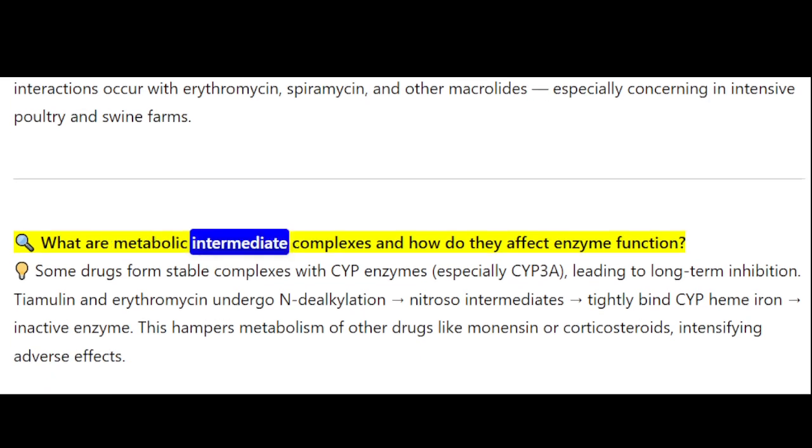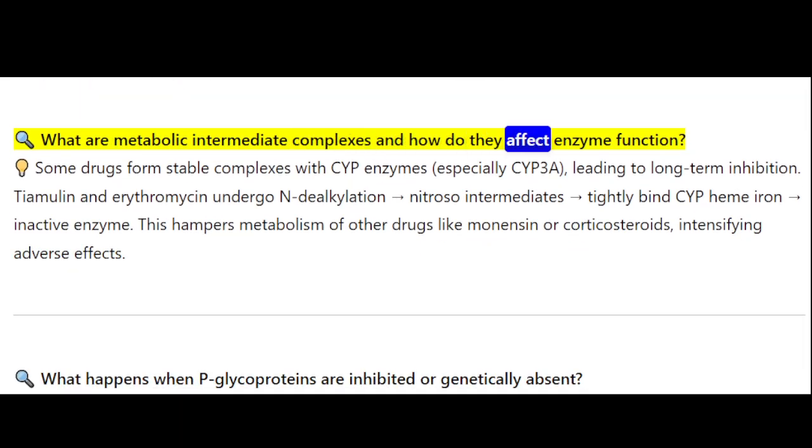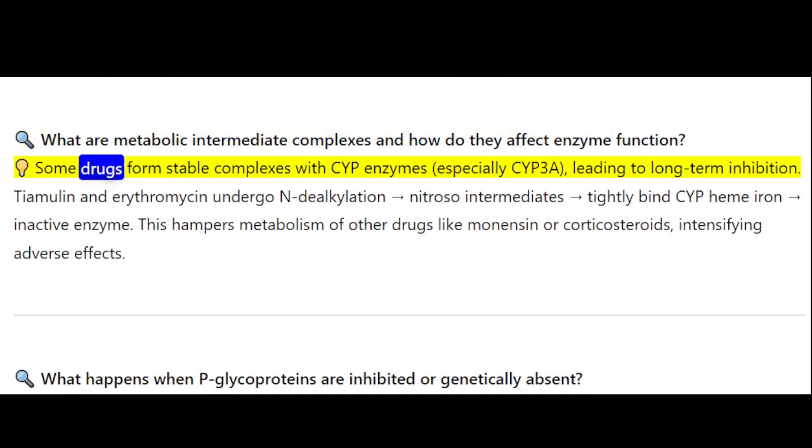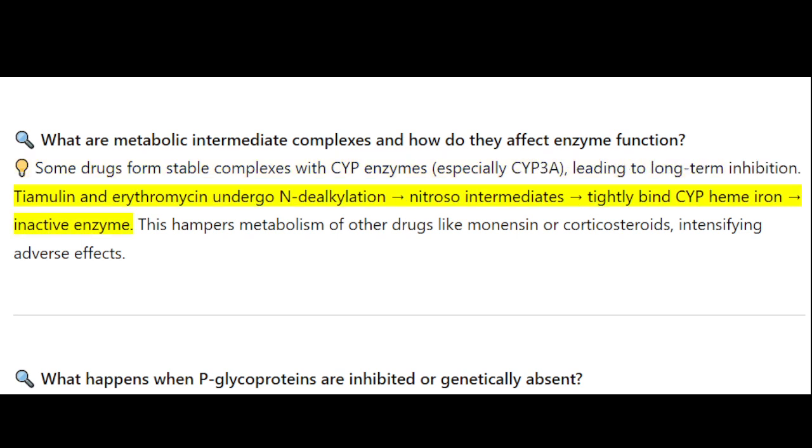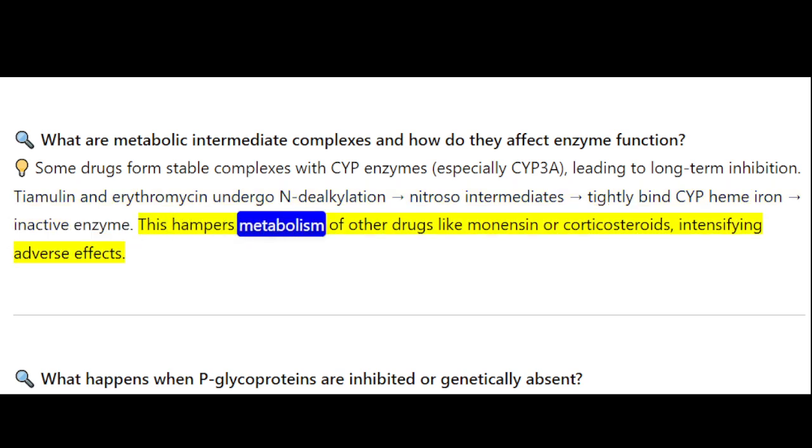What are metabolic intermediate complexes and how do they affect enzyme function? Some drugs form stable complexes with CYP enzymes, especially CYP3A, leading to long-term inhibition. Tiamulin and erythromycin undergo N-dealkylation. Nitroso intermediates tightly bind CYP heme, making the enzyme inactive. This hampers metabolism of other drugs like monensin or corticosteroids, intensifying adverse effects.